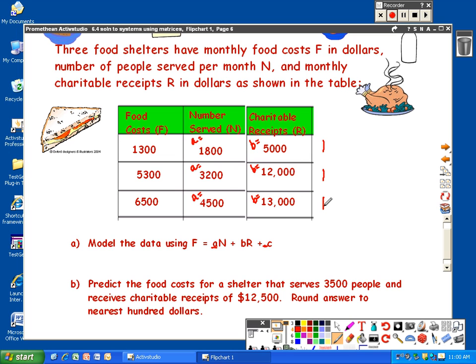Okay. So it says F equals. So this is my F. So this is where my equal goes. All right. Now we'll put that in the calculator. So let me get my calculator up.